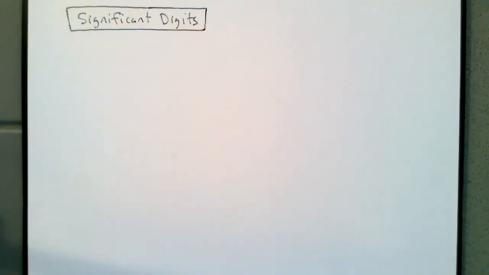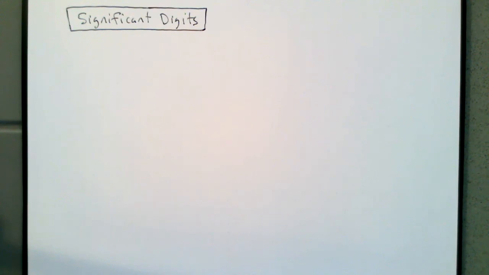Significant digits is another way of not necessarily rounding, but it's a way that I could request a certain precision in your answers. Rather than specifying the nearest tenth or the nearest hundredth, I could specify significant digits. The reason we would use significant digits is that sometimes we're using measurements that just aren't precise enough for it to make sense to round to a certain value.